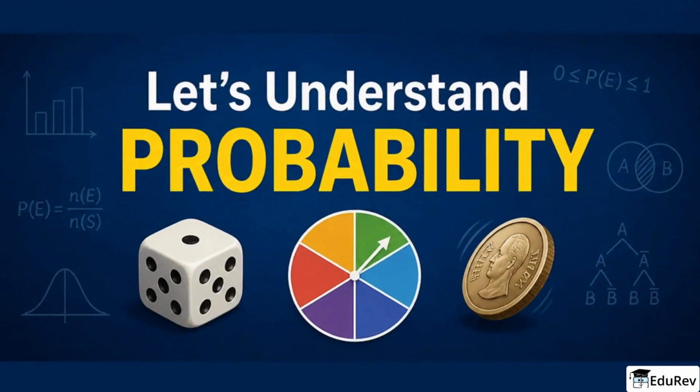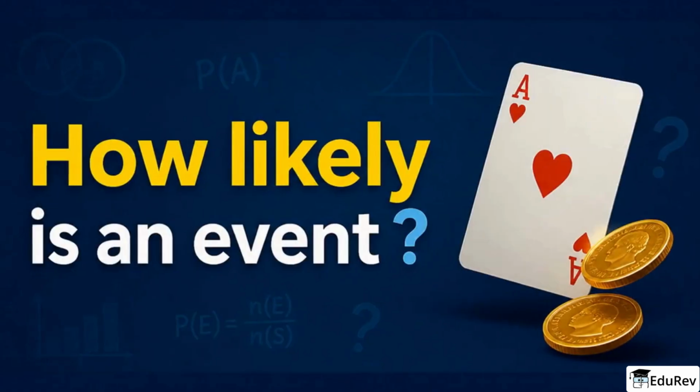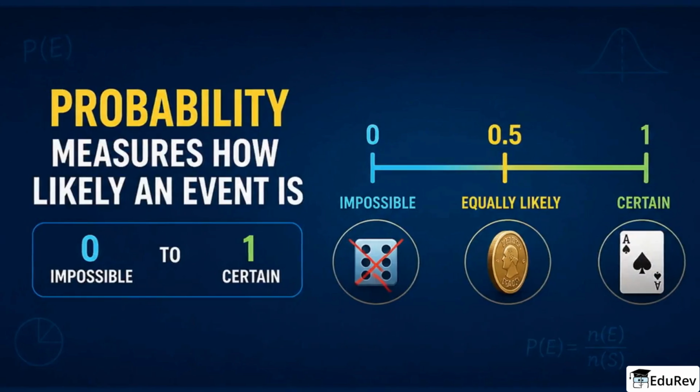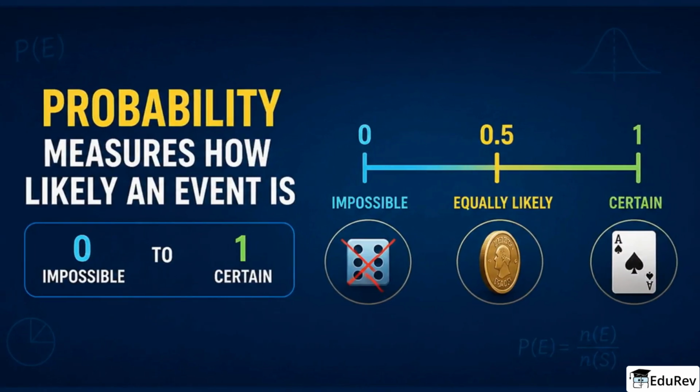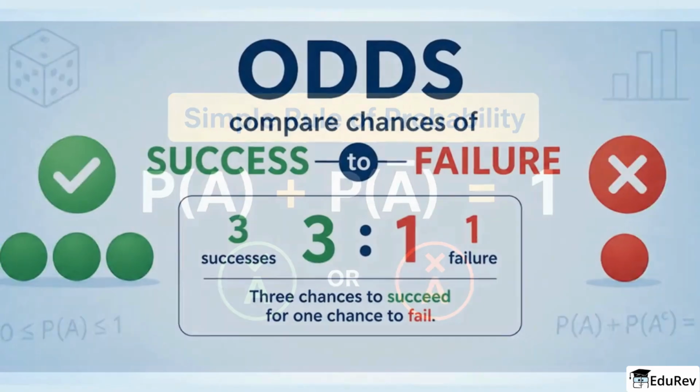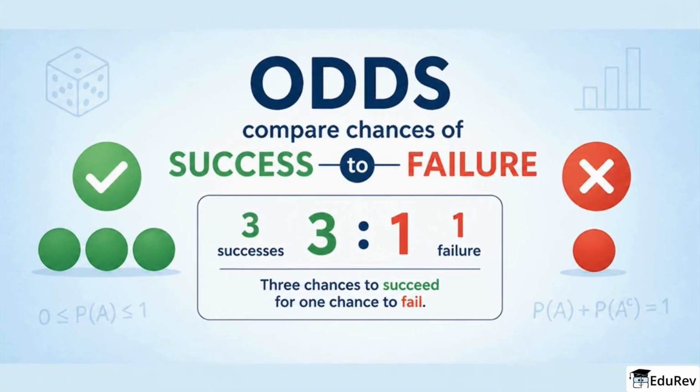Let's understand probability in this video. Have you ever wondered how likely an event is, like drawing an ace or getting two heads in a row? Probability tells us how likely an event is, as a number from 0 to 1, where 0 means impossible and 1 means certain. A simple rule is P(A) plus P(not A) equals 1, which means either A happens or it does not. Odds in favor of an event compare success to failure.